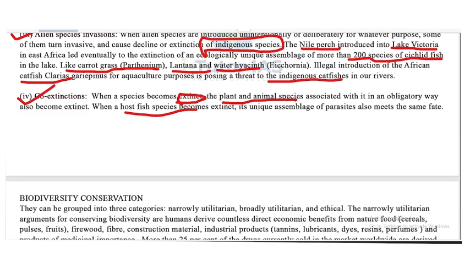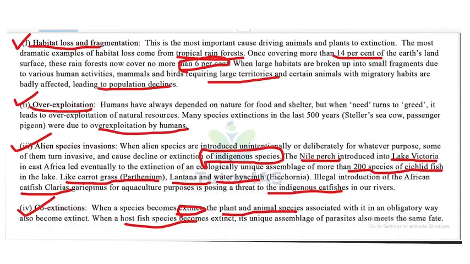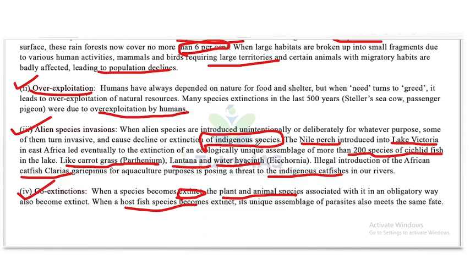So there are 4 points in the evil quartet. There are 4 evils. One is habitat loss and fragmentation. Second, over-exploitation. Third, alien species invasion. Fourth, co-extinction. Okay, now we have seen the reasons for biodiversity loss.